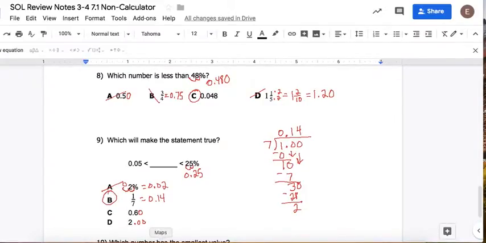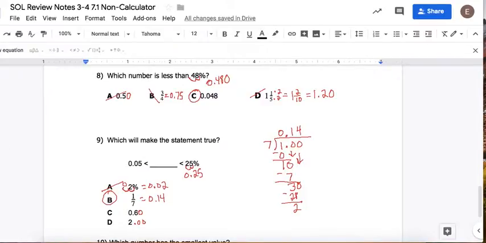Now let's look at the others just to make sure we didn't make a mistake. This is 60 hundredths. No, that's not in between. And 2 whole is actually 200%, so that's not even close to being in between. So the correct answer is B.